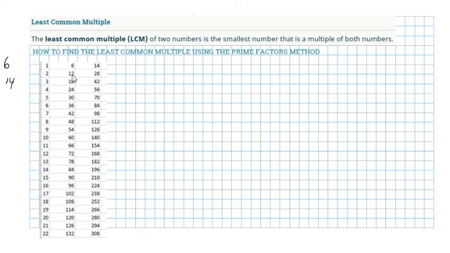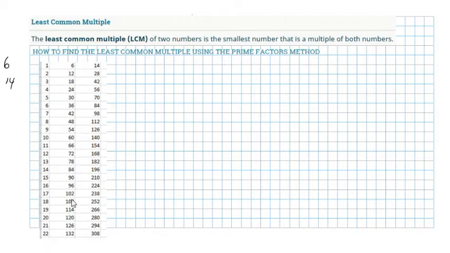Notice 1 times 6, 2 times 6. So this number here is 7 times 6, 42, and so on. And so these are the multiples of 6, and these are the multiples of 14. Of course, this goes on forever. I stopped at 22. So let's look for the common multiples.